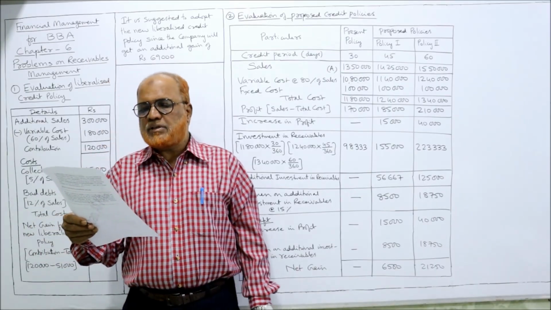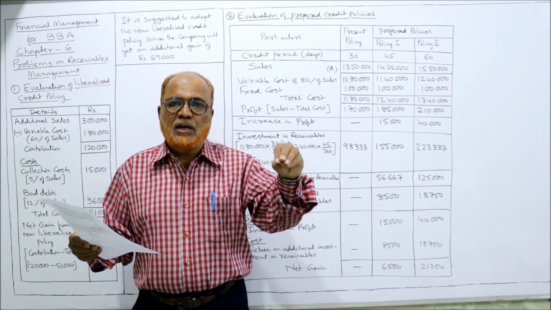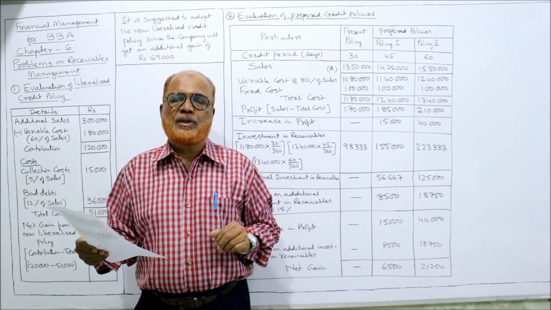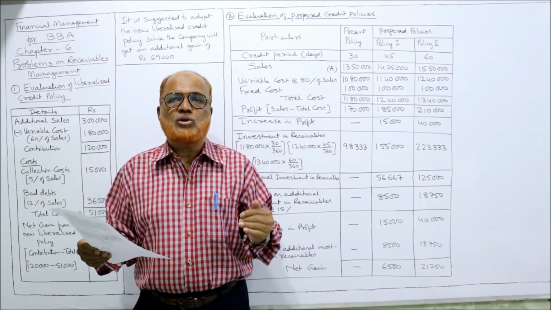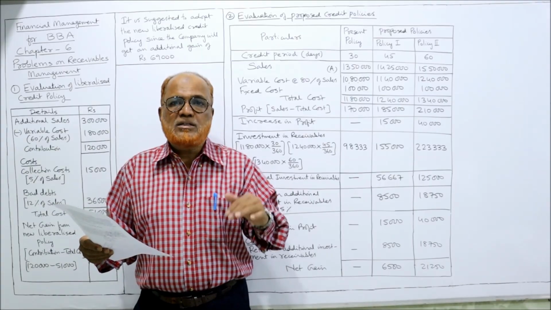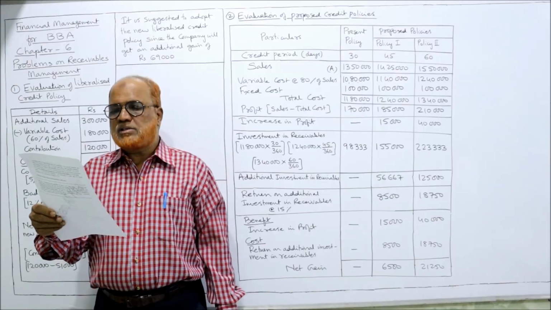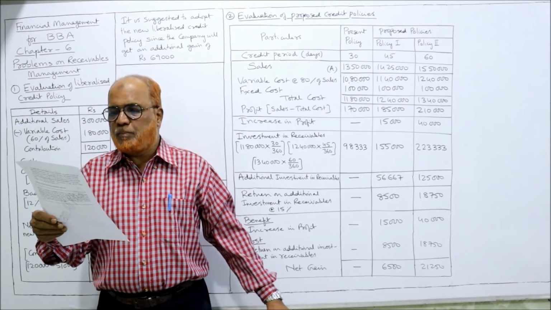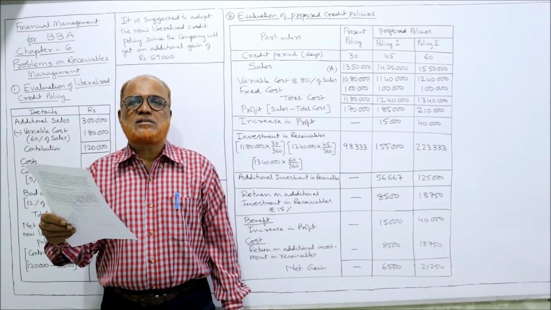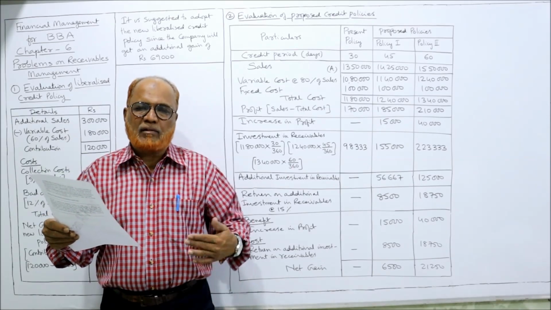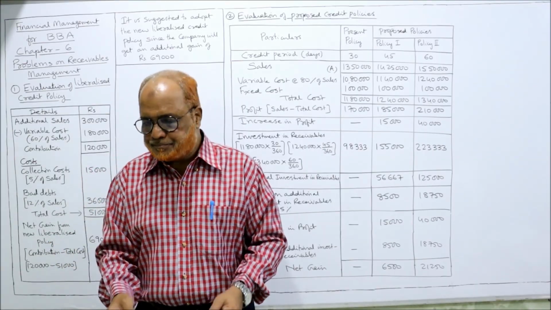The cost of capital is 15%. That means we are making an investment in receivables. When we make an investment in receivables, we want a cost of capital. The return we require is 15%. Evaluate the proposed policies and suggest which policy should be accepted. Assume the number of days in a year as 360. For our calculation purposes, we treat a year as 360 days.